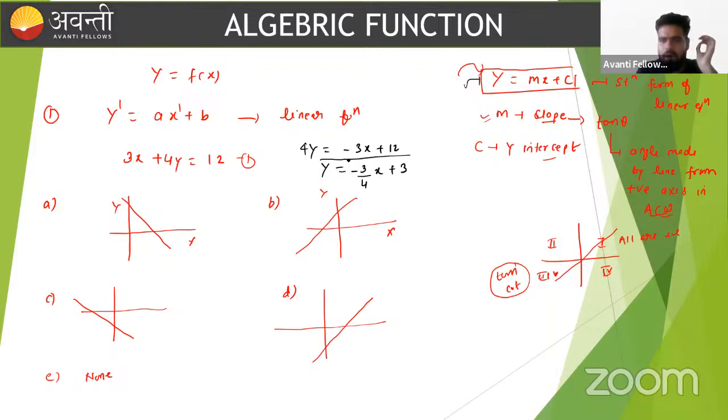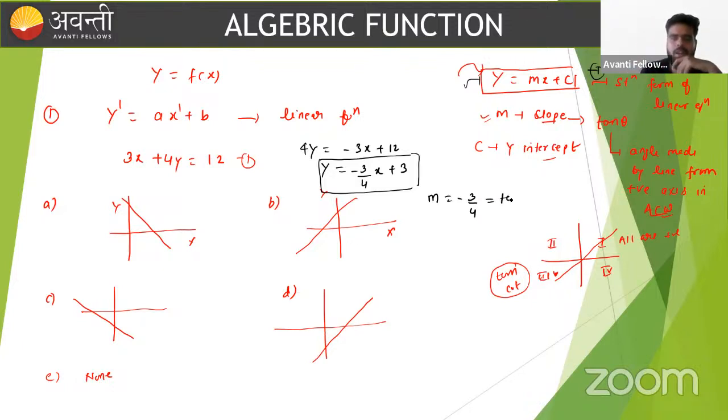Now I got the standard equation. If we compare this equation with our standard equation, can anybody tell me what the value of slope is here? You can say this is nothing but minus 3 by 4. Our slope is negative. If our slope is negative, what is the meaning of this?